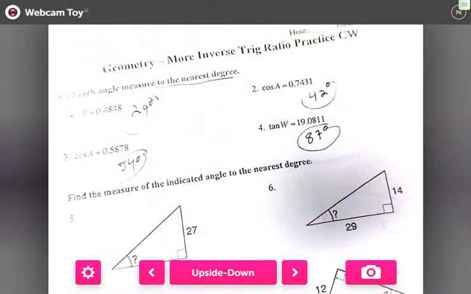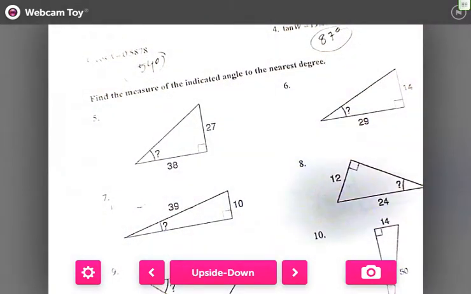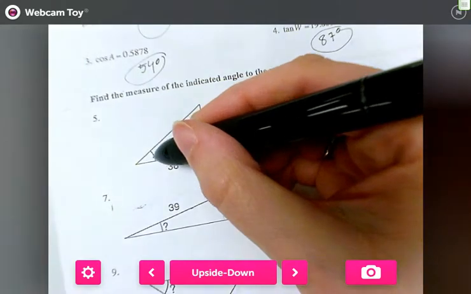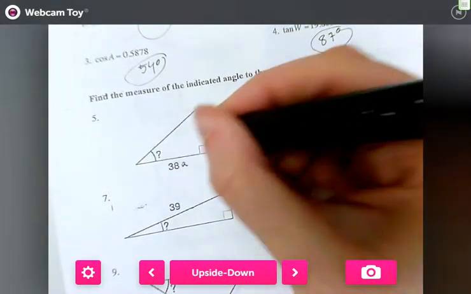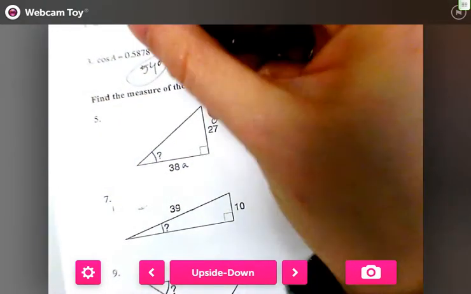Okay. And now we're just going to do 5 through 12. Same kind of thing. We're going to label the sides just like we've been doing. My angle is the question mark. This is my adjacent. This is my opposite. So which trig function do you think I'm going to use? Tan, right? Because it's SOHCAHTOA.